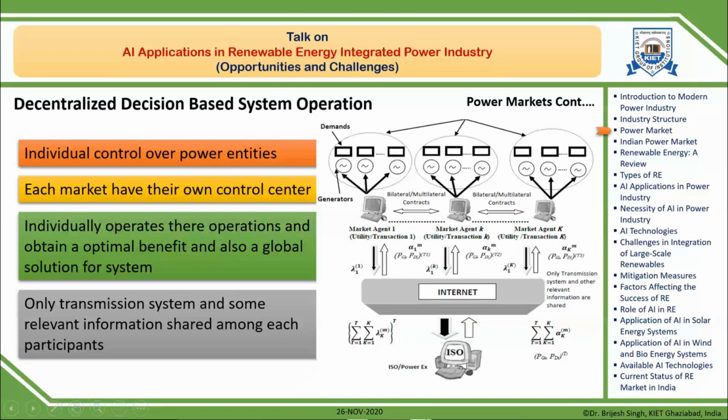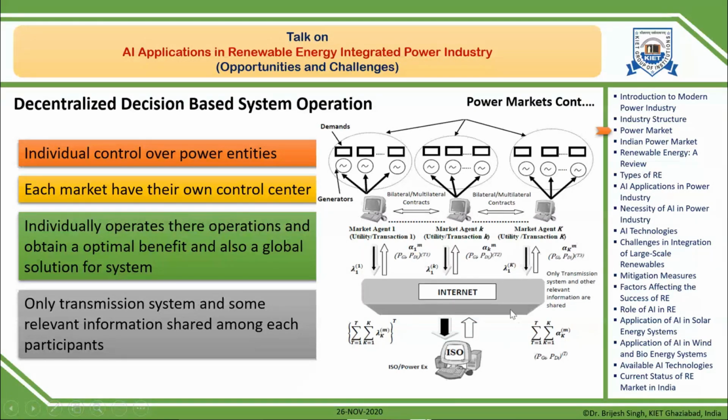Each utility has the opportunity to make a contract and take a decision for business and profit, and everything will be managed by them. Only the technical constraints related to the transmission system, like frequency deviation and active and reactive power control, should be managed by the ISO only. So in a decentralized power market, the monopoly of the ISO will be reduced.